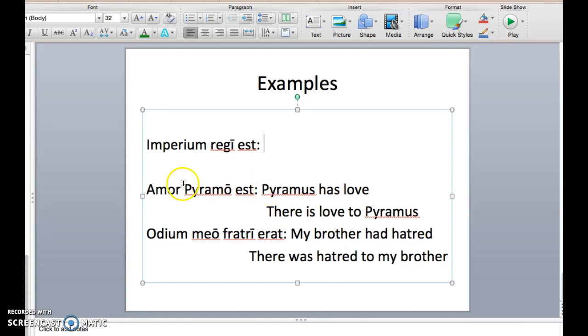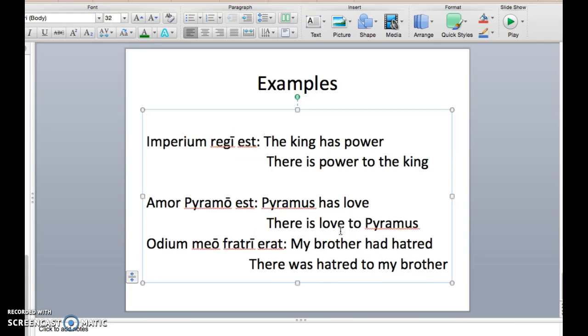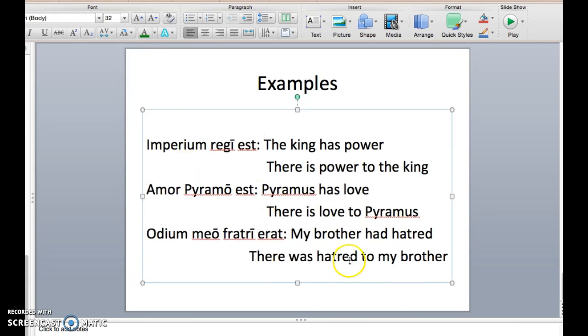Imperium regi est. Try to not look at the English. I put it out there. I apologize. You can try this one at least on your own. If you want to pause the video, I'm going to copy it in. There it is. The king has power. His power to the king. You can look at these, walk through them a little bit more, see if you understand them on your own.